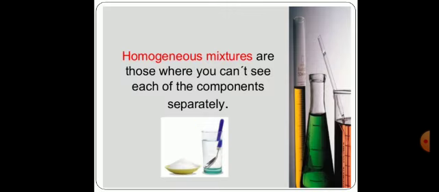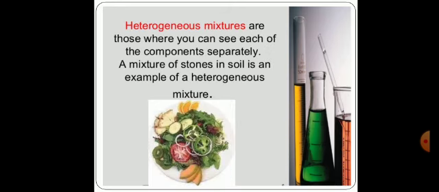Then we discuss that in homogeneous mixtures you can't see each of the components separately. As you can see on your screen, when salt is dissolved in water, you can't see each of the components, means each of the parts, separately, because it's a homogeneous mixture. All the salt dissolves in water and forms a homogeneous mixture. In a heterogeneous mixture, you can see each of the components separately. You can see each part of the mixture separately.